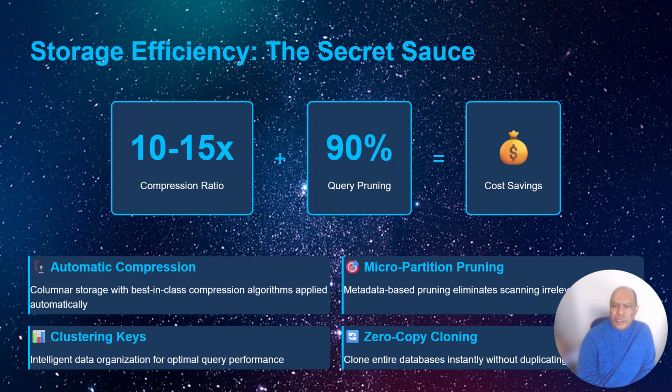Zero copy cloning is perhaps the most impressive feature. You can clone an entire database instantly without duplicating storage. The clone shares the underlying micro-partitions until changes are made. This is perfect for creating development environments, testing data pipelines, or performing what-if analysis. The combination of these features means you store less, scan less, and pay less while getting better performance.